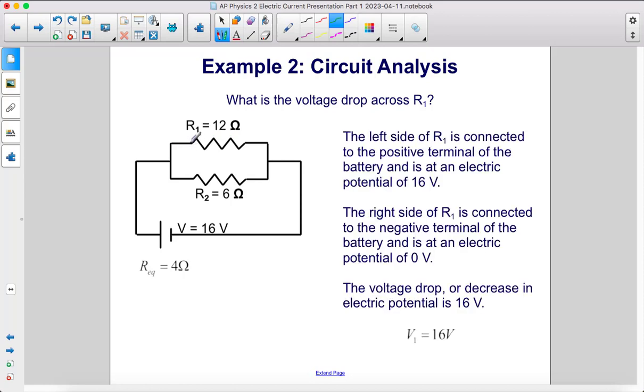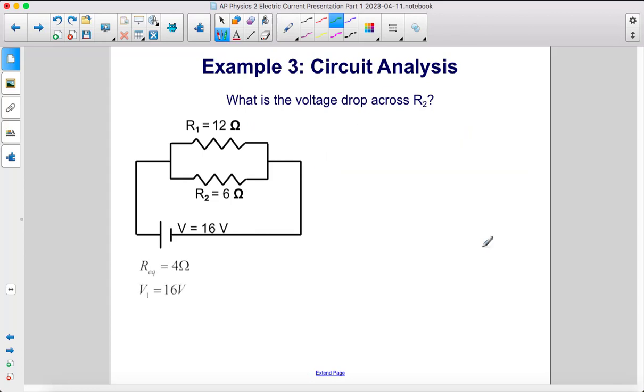The left side of R1 is connected to the positive terminal of the battery and is at an electric potential of 16 volts. The right side of R1 is connected to the negative terminal of the battery and is at an electric potential of 0 volts. Therefore, the voltage drop across R1 has to be the full voltage from the battery, 16 volts.